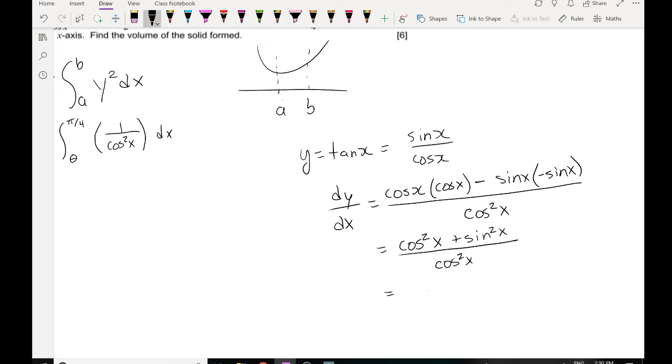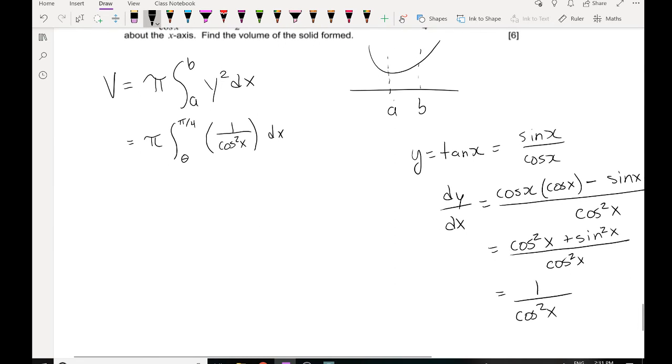Cos squared x plus sine squared x is 1 by the Pythagorean identity. So I just have 1 over cos squared x. So once you've established that connection, that 1 over cos squared x is the derivative of tan, it should, in theory, make this doable to work backwards. I'm not going to say that it makes it easy, but knowing that is kind of a key step here.